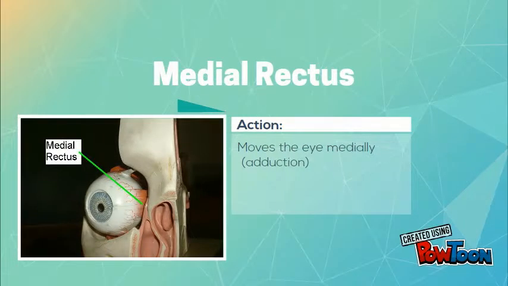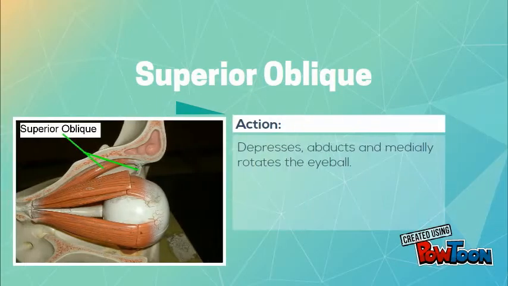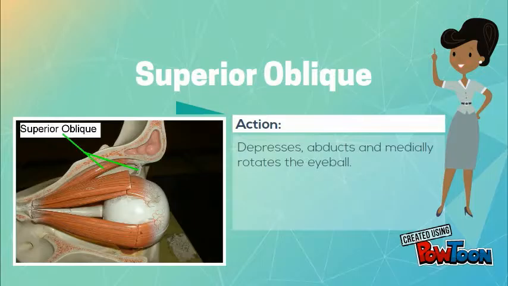Medial rectus, this is on the medial aspect of the eye and aids in moving the eye medially, also known as adduction. Superior oblique. The ligament of superior oblique goes through the trochlea and its fibres insert onto the superior aspect of the sclera. Its action is to depress, abduct and medially rotate the eye.